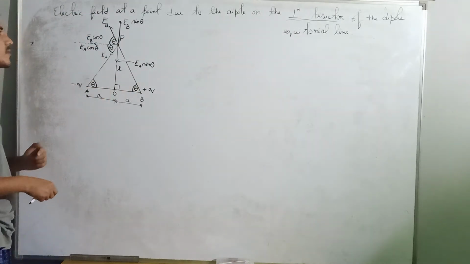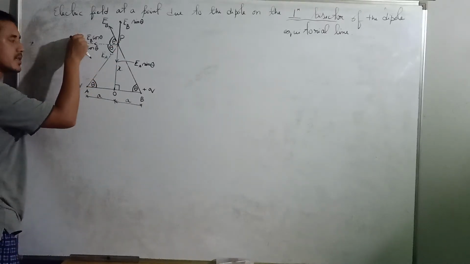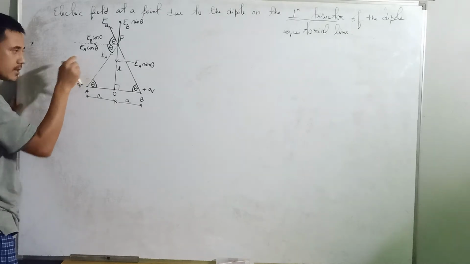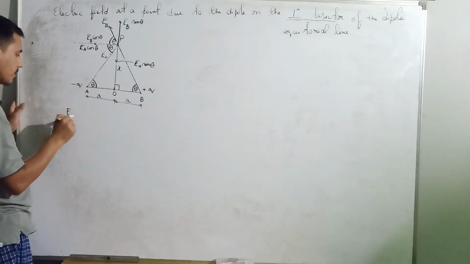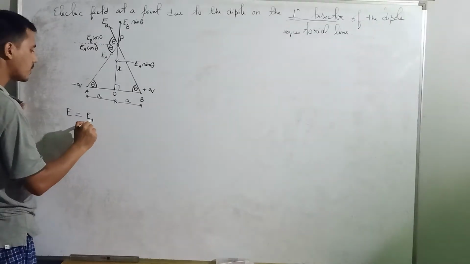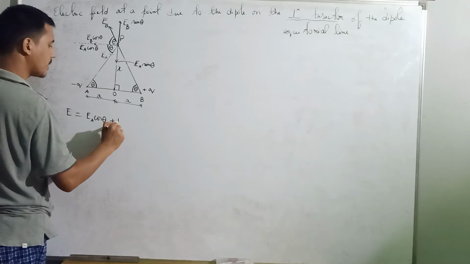Okay? So the resultant electric field at this point P will be due to this EB cos theta and EA cos theta. Are you getting me? So the resultant electric field at P will be due to EA cos theta plus EB cos theta.